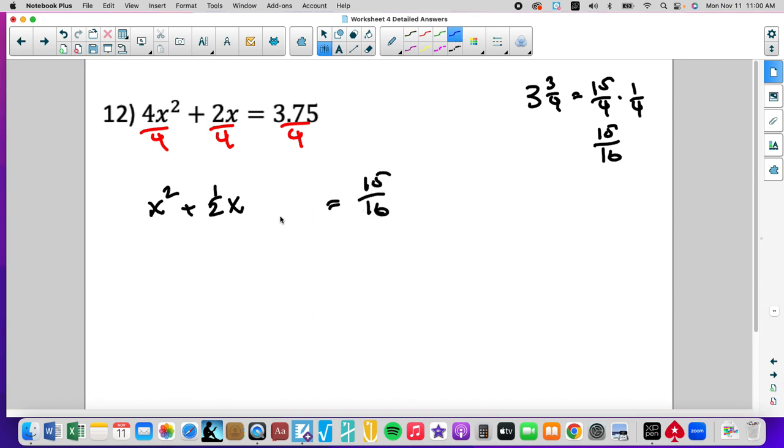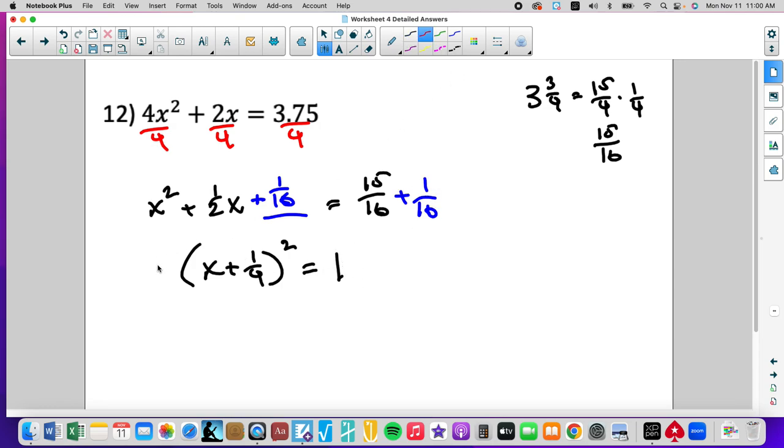Now, let's find that value. Let's take half of that and square it. Half of it is 1/4. Squaring 1/4 is 1/16. So we're going to add 1/16 to both sides. And this gives you x plus 1/4 quantity squared. Remember, it's a quantity squared. And this is going to give me 1, because 15/16 plus 1/16 is 16/16, or 1. And now we take the square root.